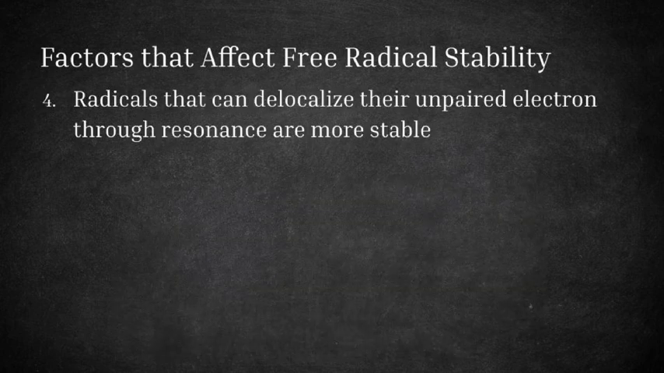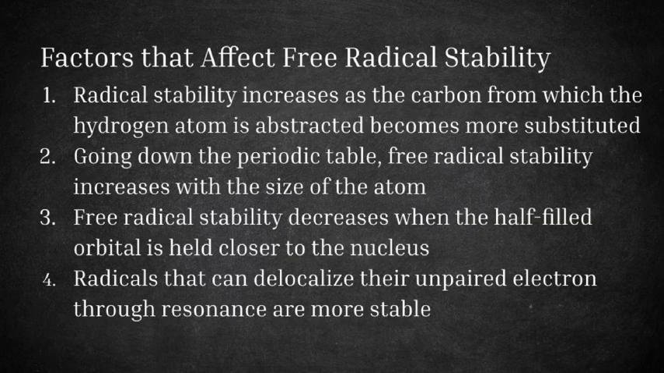Another important factor that affects the stability of radicals is resonance. Radicals that can delocalize their unpaired electron through resonance are more stable. We will revisit this concept in more detail later in the video. Now that we've familiarized ourselves with radicals and the factors that influence their stability, let's move on to discussing how they behave in the context of free radical halogenation.